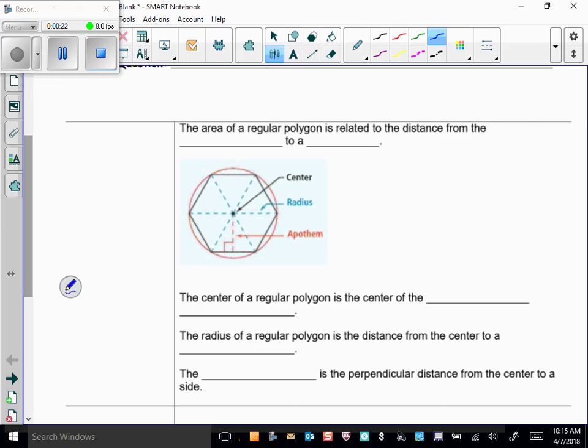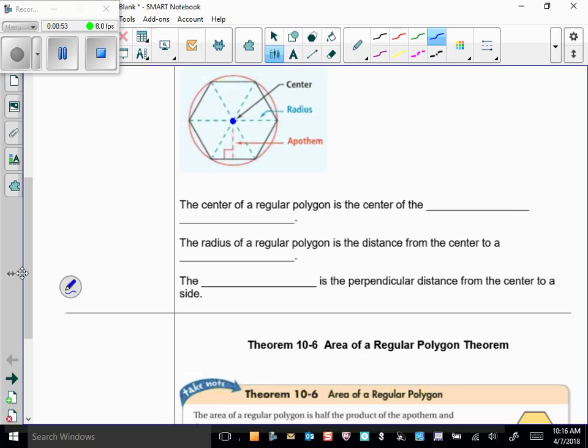All right, we've got to remember, what is a regular polygon? All the sides are congruent and all the angles are congruent. That's what we mean by a regular polygon. And what we know is that the area of a regular polygon is related to the distance from the center of the polygon to a side of the polygon. And what would be the center of the polygon? Well, it would be the center of the circle that we could circumscribe about that polygon. So if we circumscribed a circle about a regular polygon, the center of the circle would be the center of the polygon.